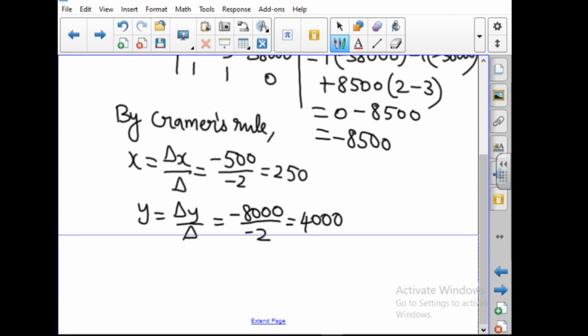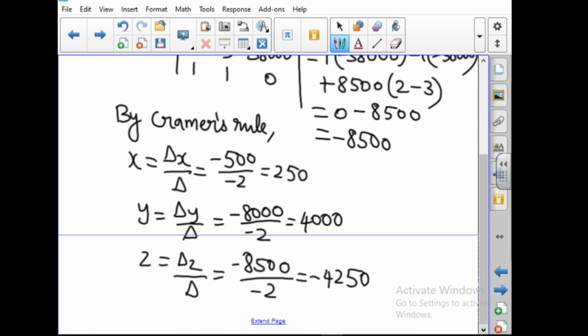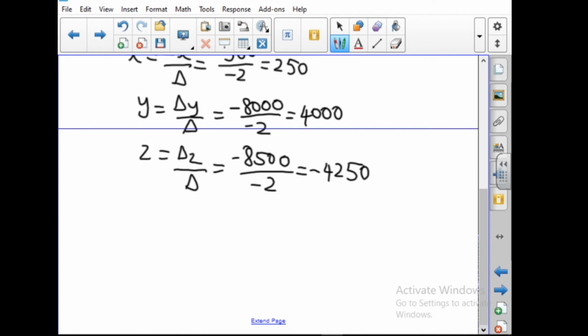There won't be negative answers, students. So be clear that if delta is negative, then delta x, delta y, delta z should be negative, because the amount will not be negative. So don't get a negative answer. If there is a negative, your answer is wrong. You have to check your determinant values. Okay, delta z by delta is equal to minus 8,500 divided by minus 2. So your answer is 4,250. So by adding all these three values, you will get 8,500. Then only your answer is correct.